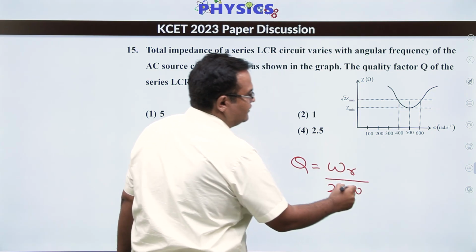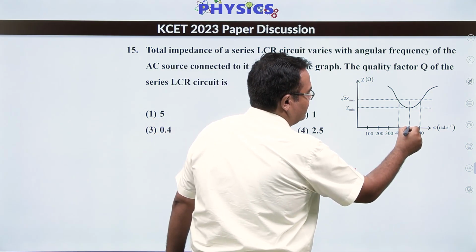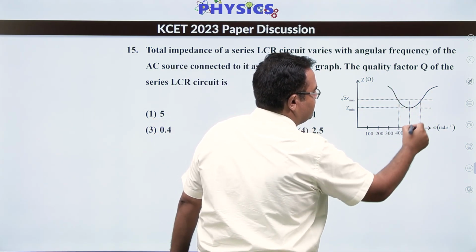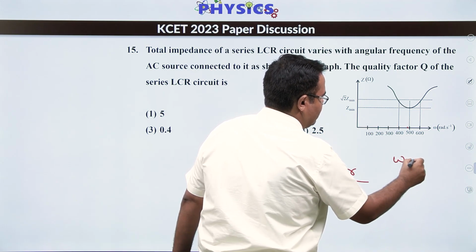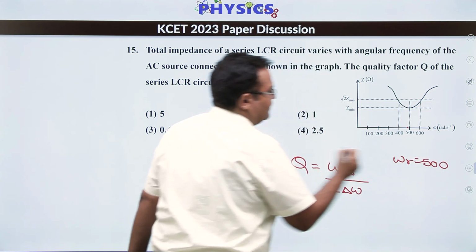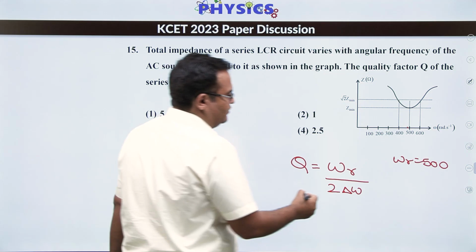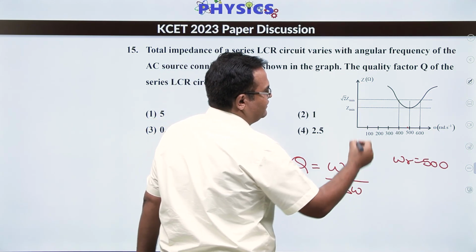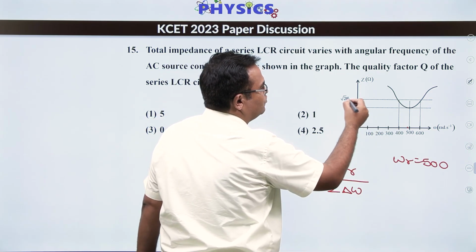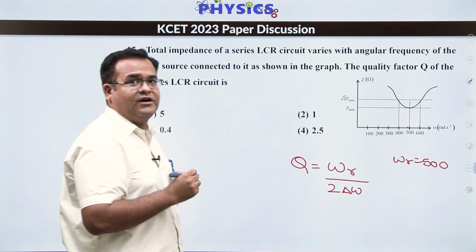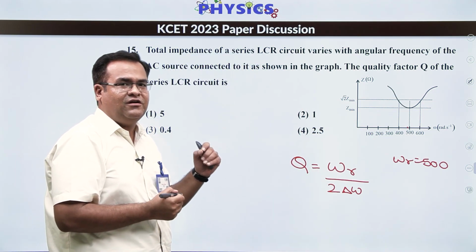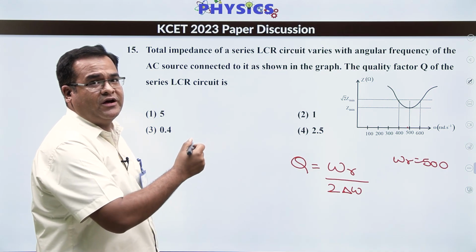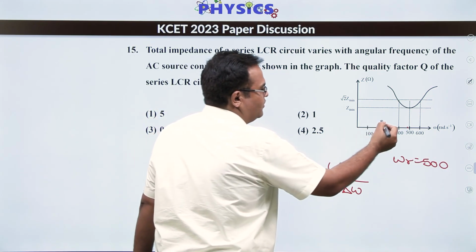which is the bandwidth. So you can see from the graph that Z becomes minimum at omega R. So omega R is 500. Also, wherever 2 times delta omega, which is the bandwidth, is where Z becomes root 2 times Z minimum. Basically, if you study NCERT also, there also this graph is there where we discuss about power becoming root 2 times. So 1 by root 2 times.